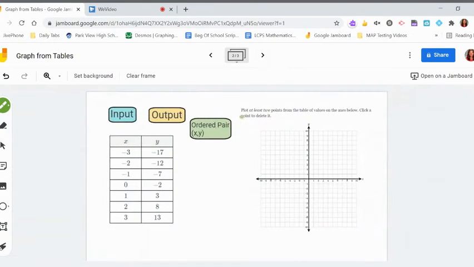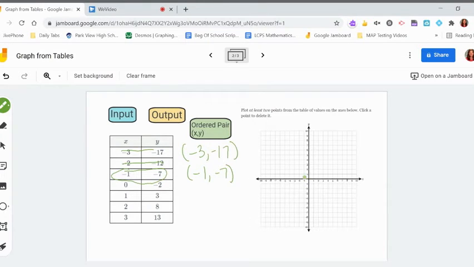Okay, so let's look at another example. Now, your examples in Delta Math may give you points that you cannot put on the graph. So I have a -3 and a -17. There's my ordered pair. Okay. Now, if I go -3, I can't, it goes too far. So don't worry about graphing that one. Same thing for -2, -12. I can't graph it. So I'm going to look at this one, -1, -7.